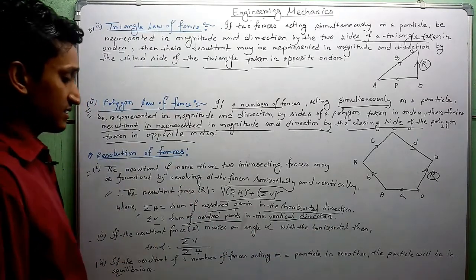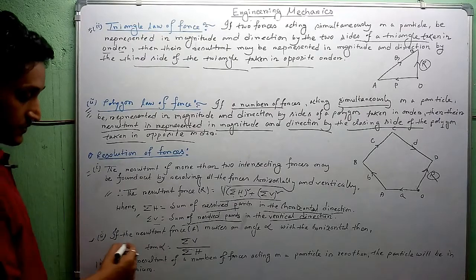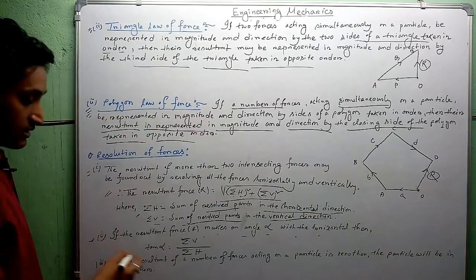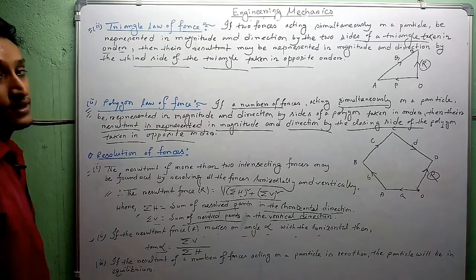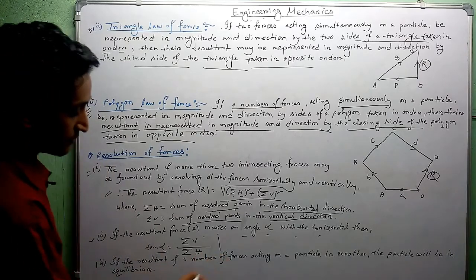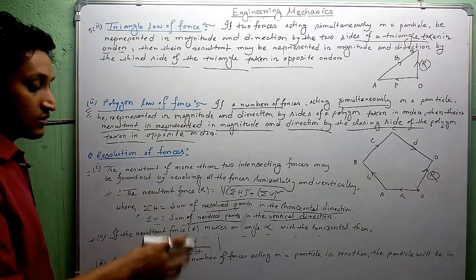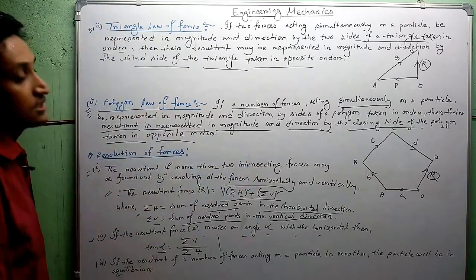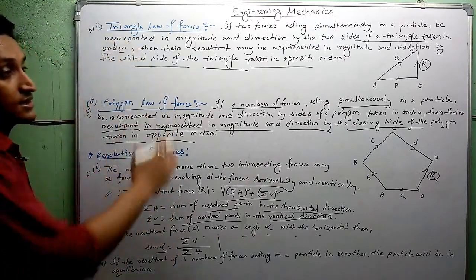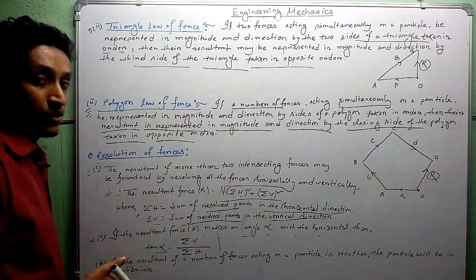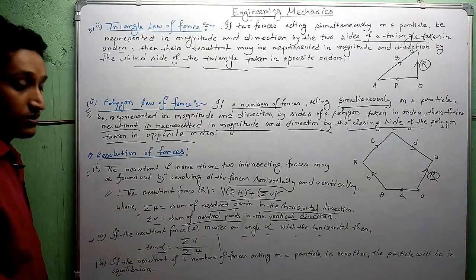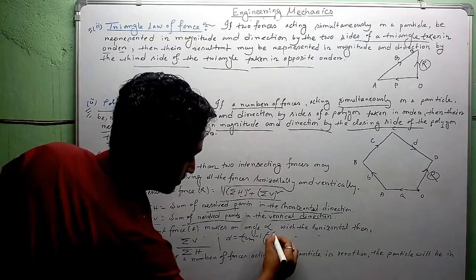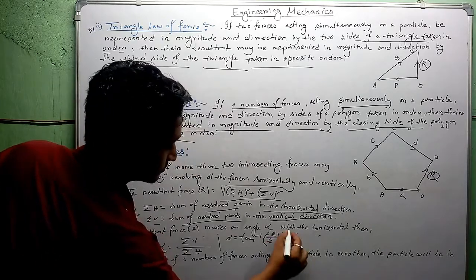Second one: if the resultant force R makes an angle alpha with the horizontal, then what is the value of tan alpha? Tan alpha is equal to the summation of forces in the vertical direction divided by the summation of forces in the horizontal direction. That is the representation of tan alpha. Then alpha is equal to tan inverse of summation of vertical force by summation of horizontal force. That is the value of alpha.